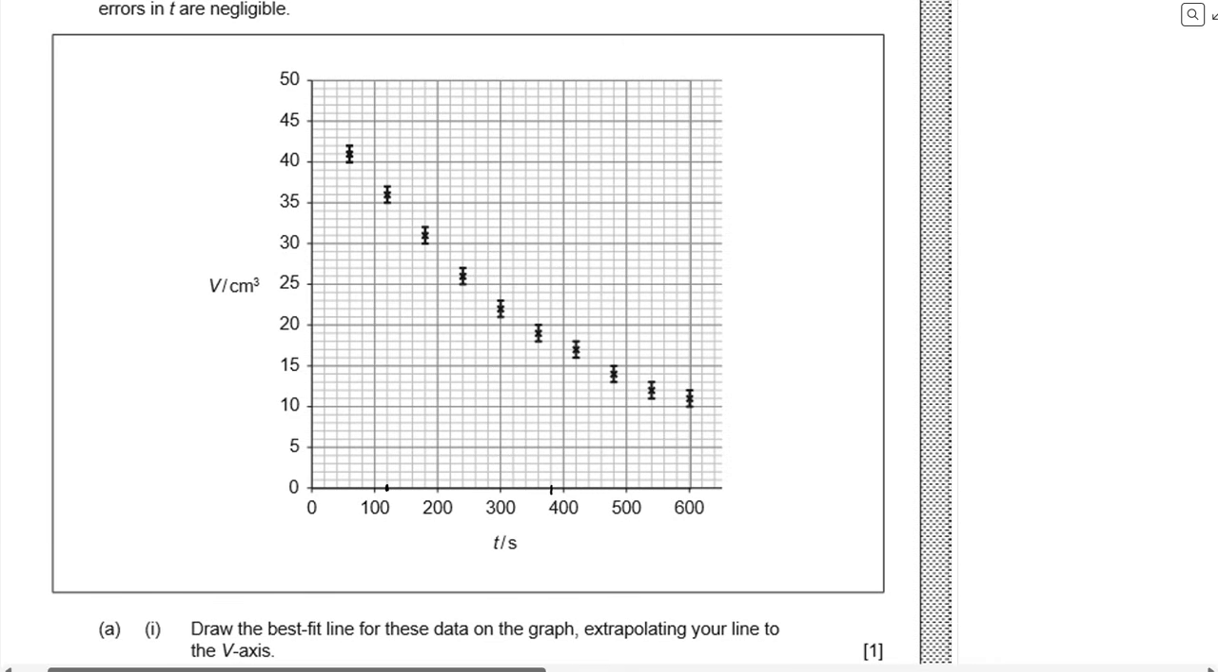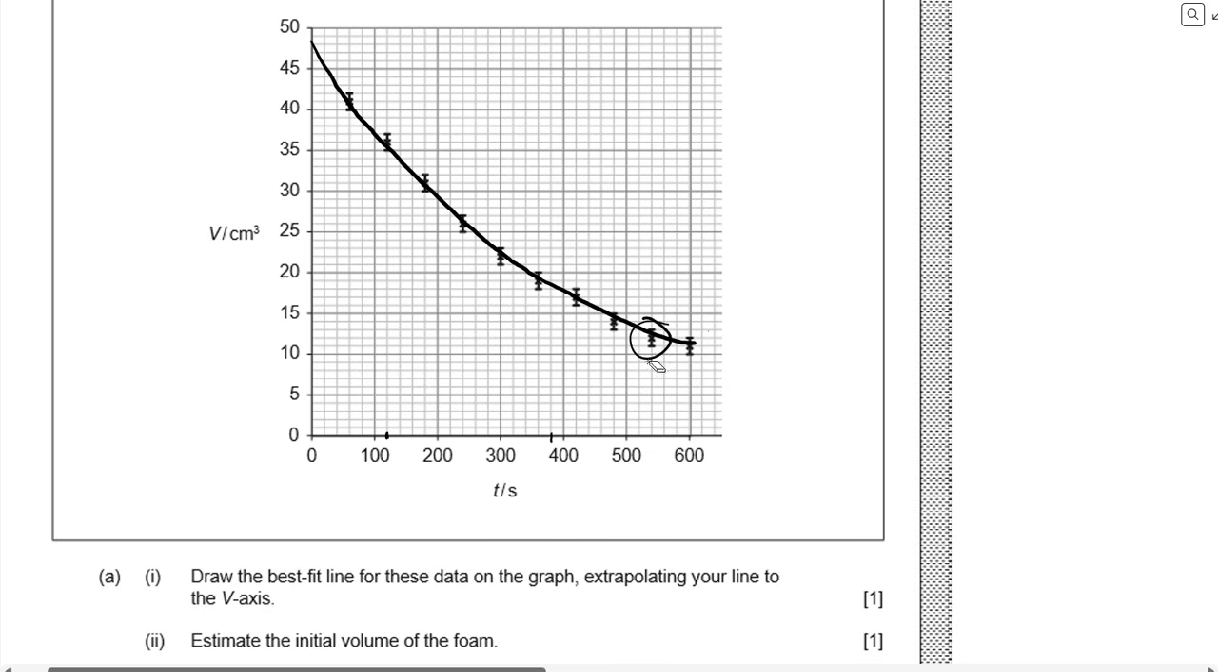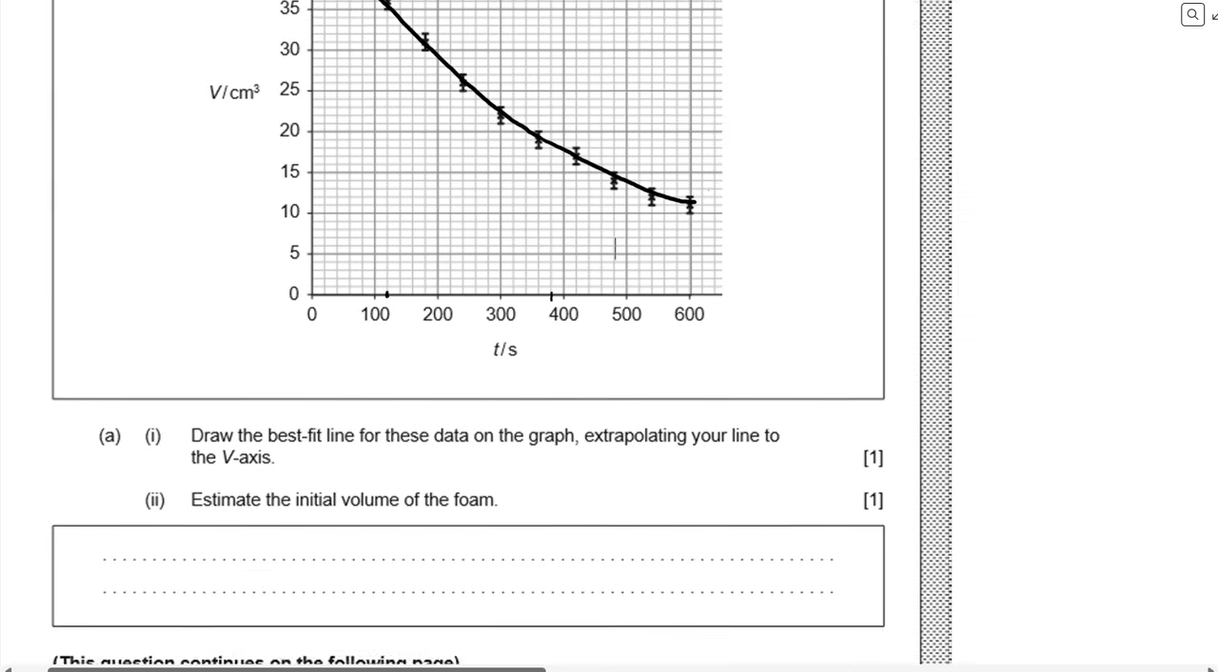So this means we have to draw a curve, and ideally we should be doing this on paper, but let's see. Looks to be about okay. I think that's sort of okay. Let's try again. Yeah, that looks all right. The idea is just to get everything within the error bars, and it looks like everything is within, and that should be fine.